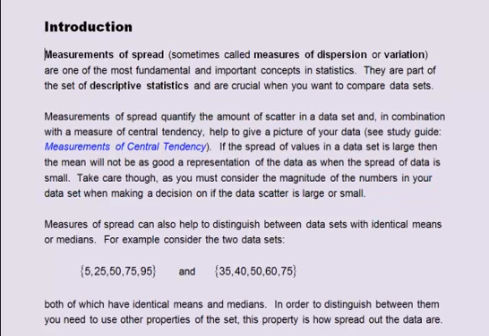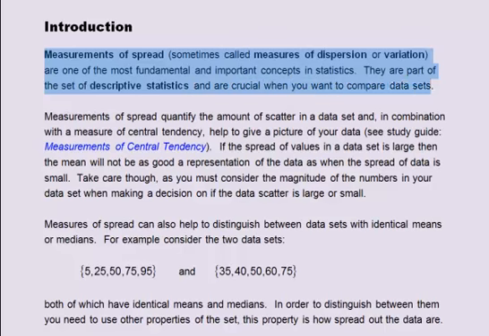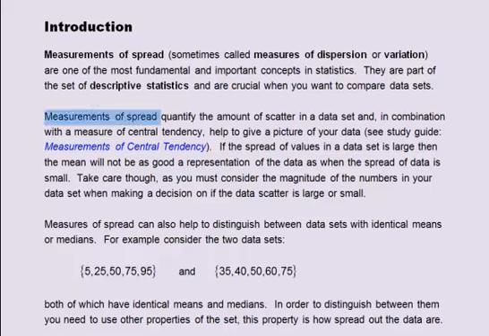Introduction. Measurements of spread, sometimes called measurements of dispersion or variation, are one of the most fundamental and important concepts in statistics. They are part of the set of descriptive statistics and are crucial when you want to compare datasets. Measurements of spread quantify the amount of scatter in a dataset and, in combination with a measure of central tendency, help to give a picture of your data. See Study Guide, Measurements of Central Tendency.